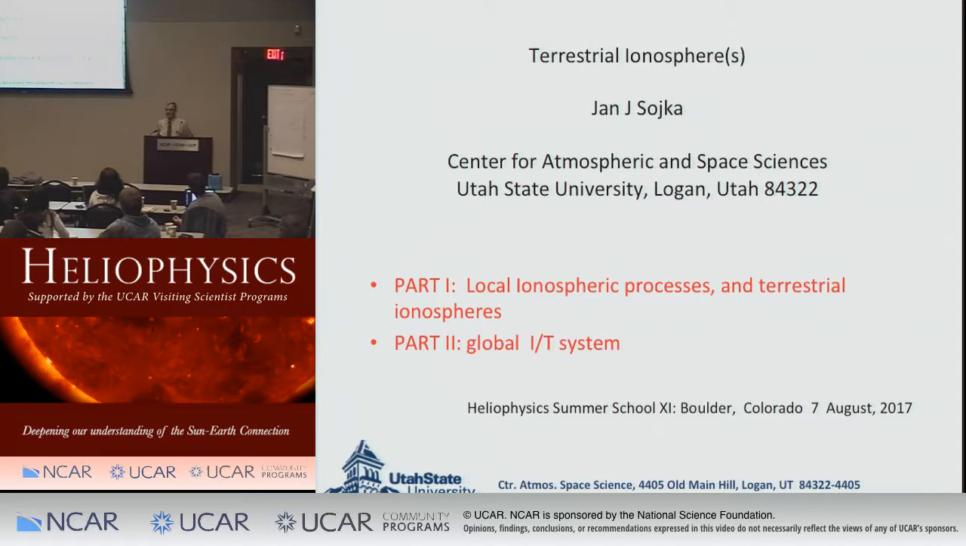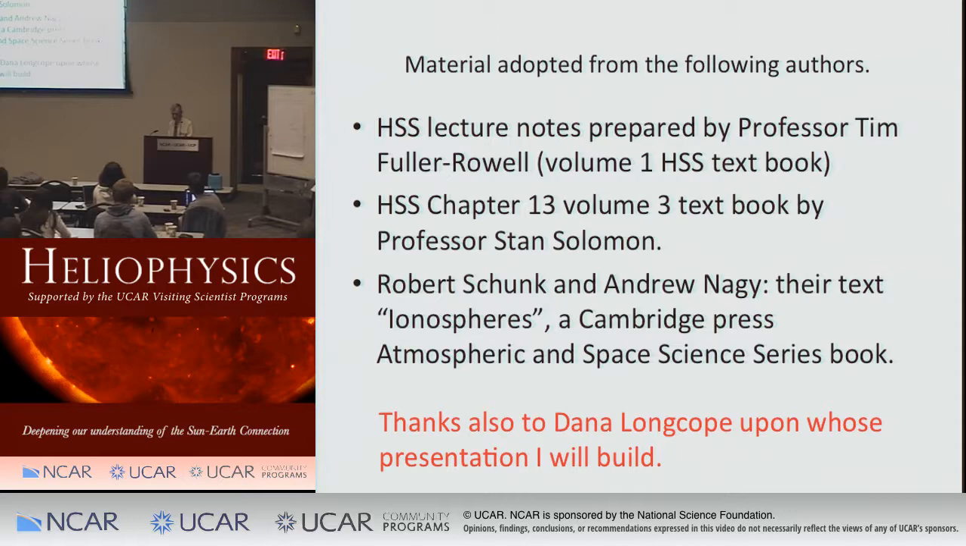So I'm going to break this into two parts. The first is about the local processes at a location in the upper atmosphere. The second is trying to put it together as a system-level problem. And even with our system-level problems, we have the same problems that Greg talked about, trying to build a one-parameter representation of the whole atmosphere climate. That's where we're headed. The materials I've stolen liberally from the textbooks and from other authors. To some extent, Dana gave an excellent start to this on Friday.